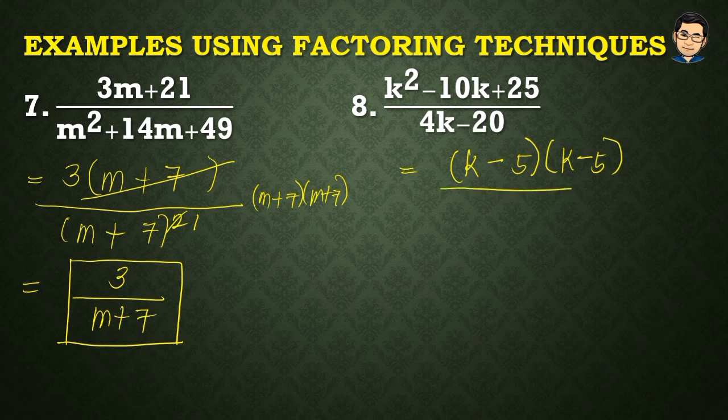Next. Yung 4k minus 20, pwede natin siyang i-factor using general greatest common monomial factor. So, yung GCF is 4. So, 4 times 4k minus 20, divide natin sa 4. 4k divided by 4, that is k. Negative 20 divided by 4, that is 5. So, pwede na po tayo ngayong mag-cancel out ng common terms. So, that is k minus 5 and k minus 5. So, our final answer, k minus 5 all over 4.